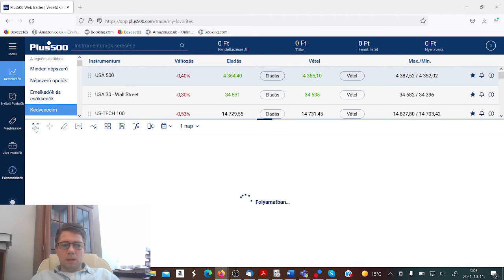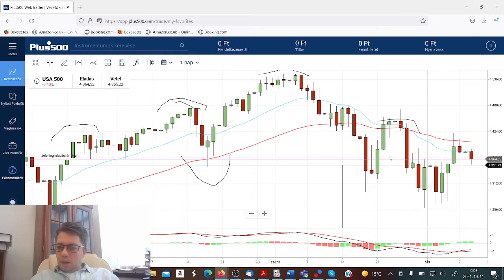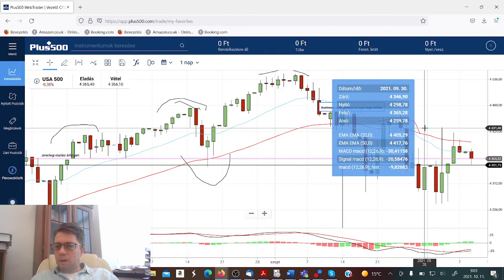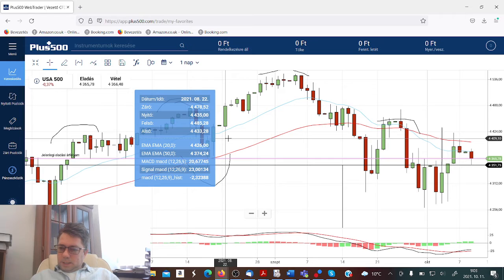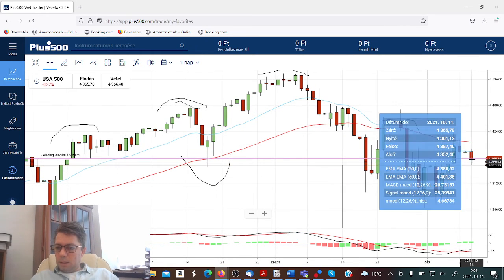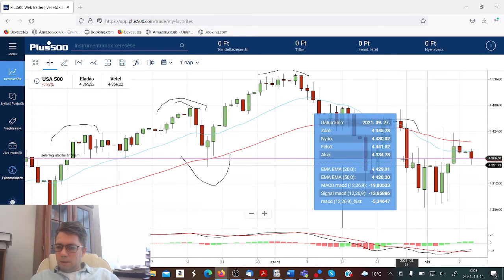Let's look at the S&P 500. This is the S&P 500 on the daily chart. Here I can see another W pattern, and the measured target is, let's see, around 4,430. And actually we are above the neckline. We retested the neckline, and right now we are above the neckline. Let's see how this plays out.